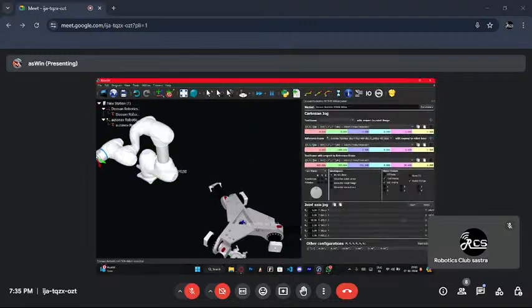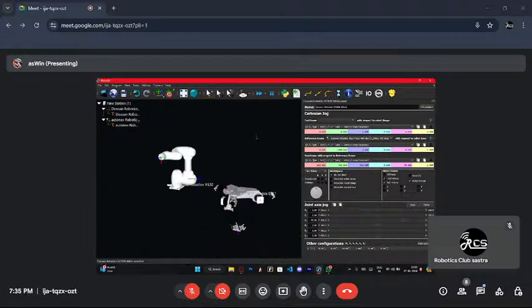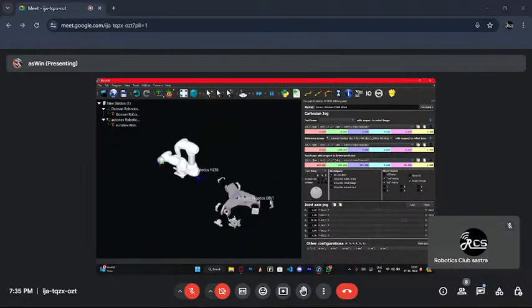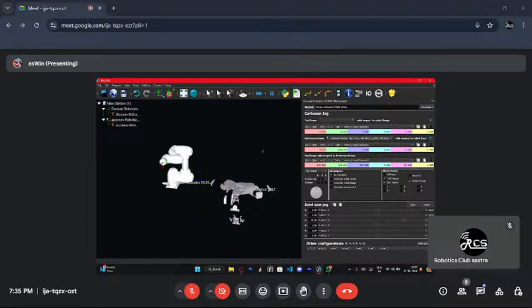Ashwin, one minute. Can you change the background color to any other color? Because it is black, the parallel manipulator is not properly visible. Is it possible? Yes, possible. Okay, I'll finish serial first. Okay, continue.